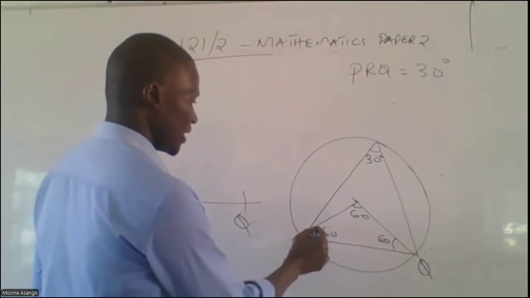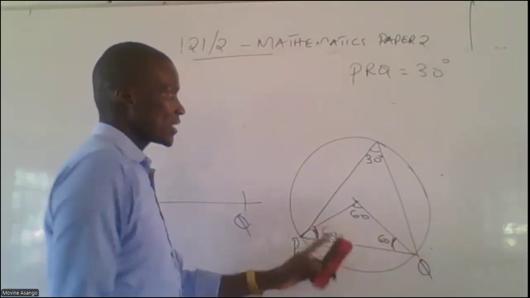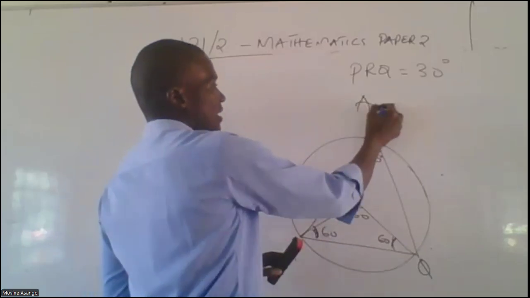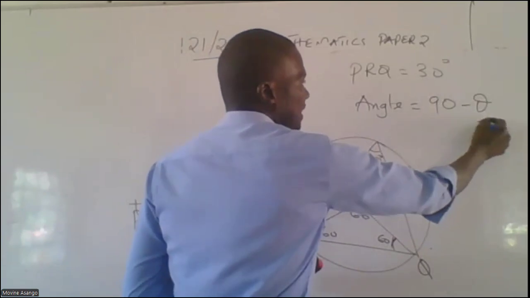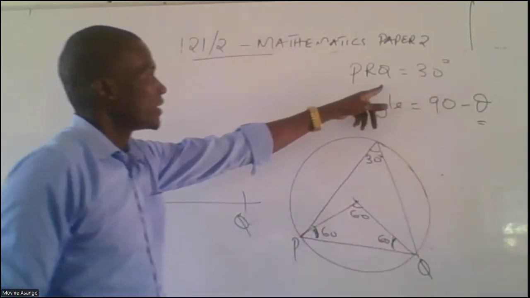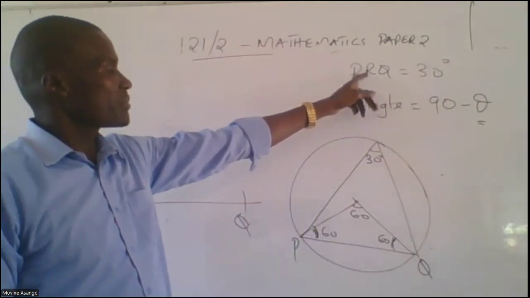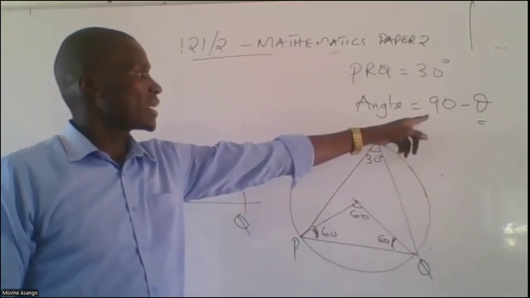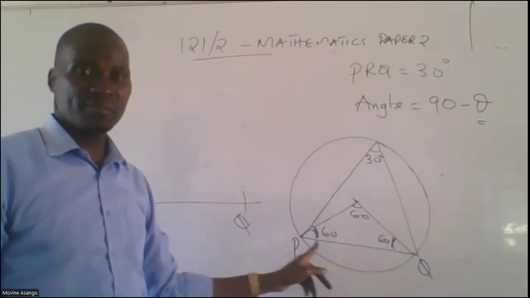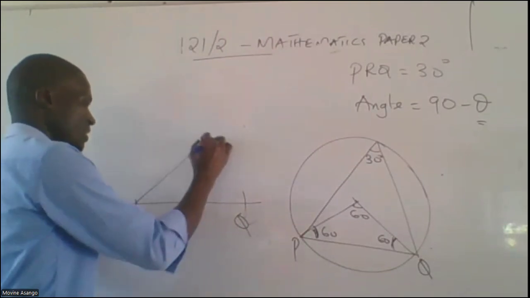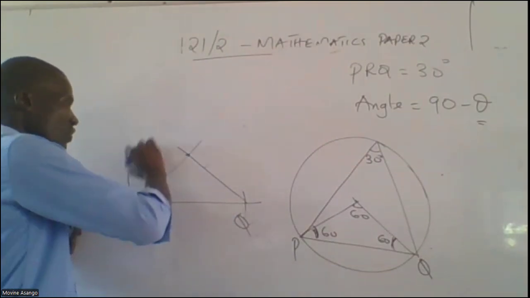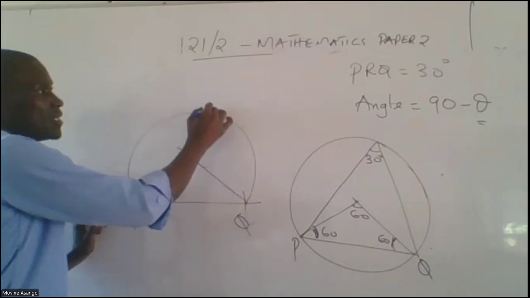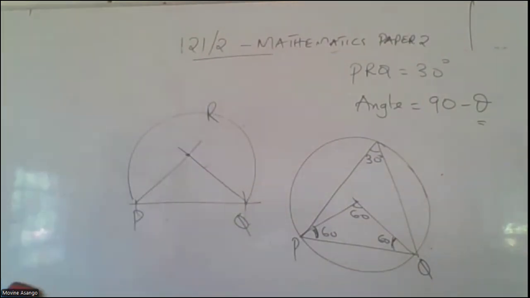I need to know the angle at the base here. To get that angle at the base, just write the angle equals 90 minus theta. Theta here is our constant angle. If the constant angle locus is PRQ equals 30, then it is 90 minus 30. 90 minus 30 means we draw 60. Construct 60 here, construct 60 here, where they meet is the center. Then we draw our arc there. That becomes our locus arc.